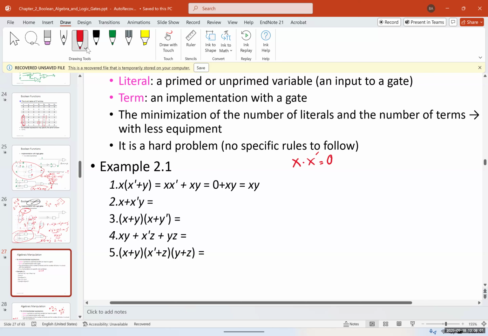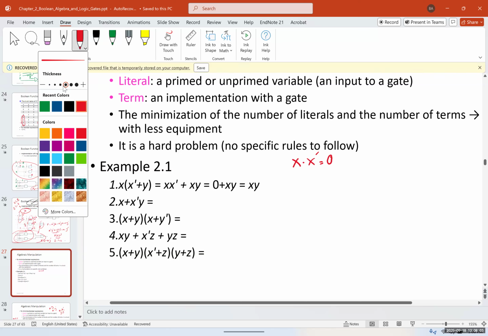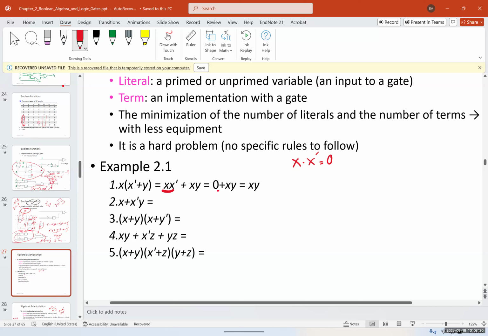When we multiply a literal with its complement, we always have 0. And if we add anything to 0, for example, AB, we are left with that term, AB.